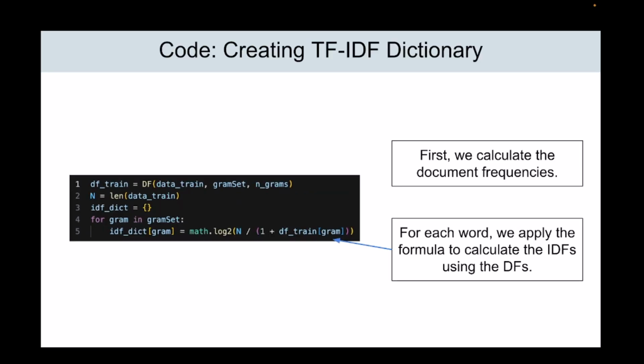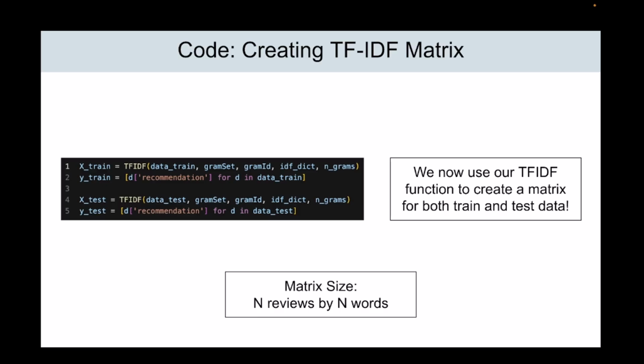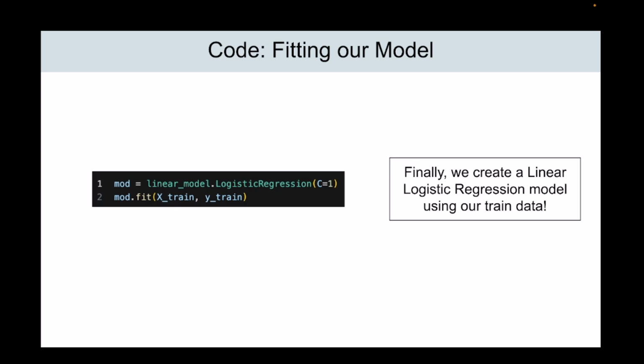We'll then create our IDF's dictionary. So how we do this is we calculate the document frequency first using our method, and then we apply the IDF formula to calculate the IDF of each word. Finally, we're able to use this TF-IDF function, since we have all the necessary items, to create a matrix for both the train and test data. This matrix is then used to train our logistic regression model, and we're using sklearn's built-in function for this.